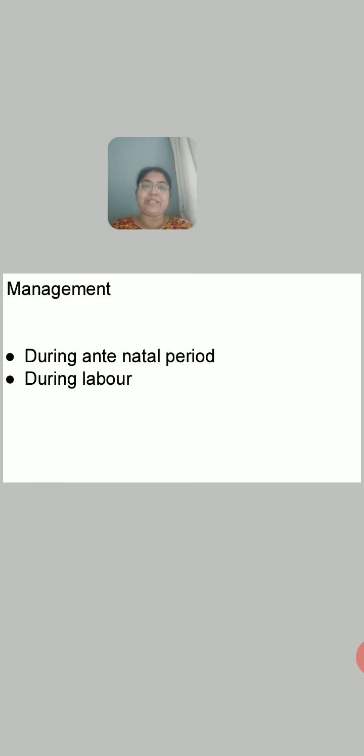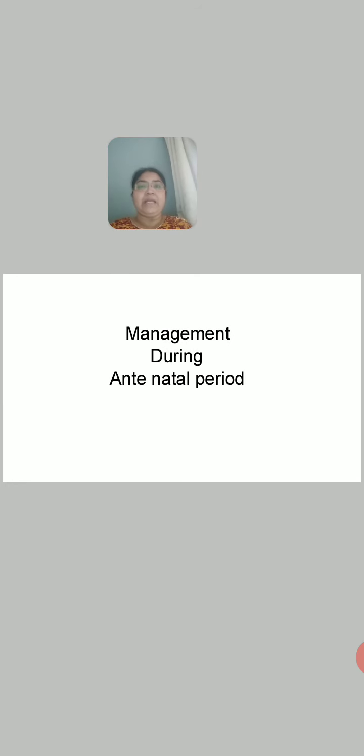Sometimes the breech presentation is detected during pregnancy, so management is possible during the antenatal period. But sometimes you get the patient for the first time during labor only, where the breech presentation is detected. So management can be done during labor. We first see the management during the antenatal period.